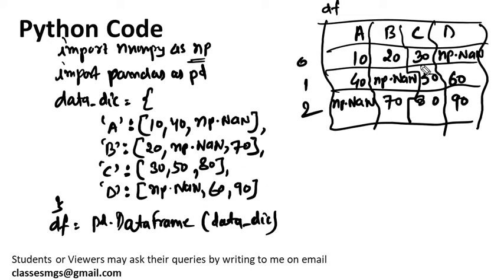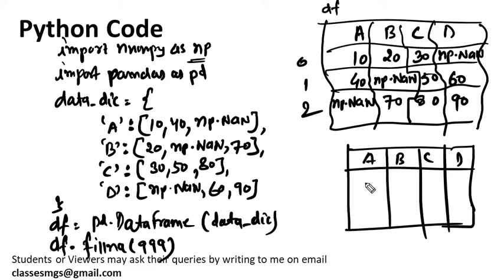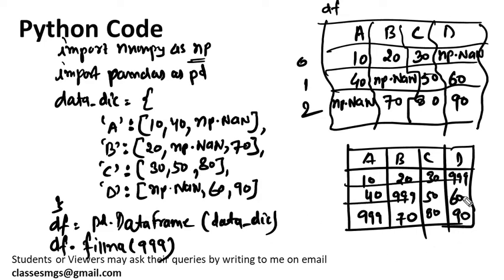And then if you want to replace these nan values with, let's suppose, 999, you can use the df.fillna method. Then it will replace all those values with 999, and your resultant data frame will look like this: columns A, B, C, D, with 10, 40 and 999. Then 20, 999, and 70, then 30, 50, 80, and then 999, 60, 90. So this way it will return the output.